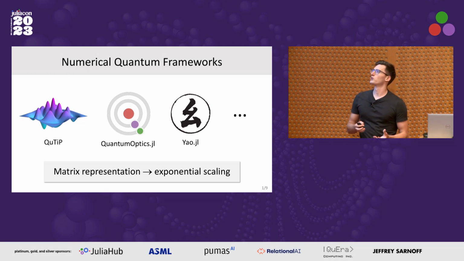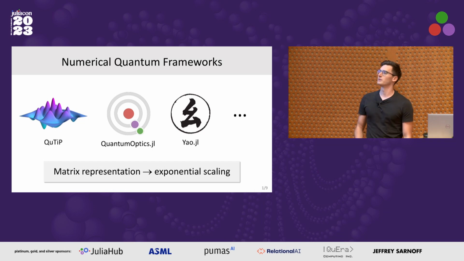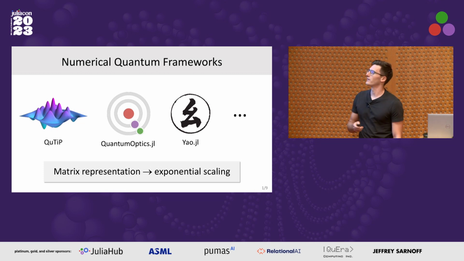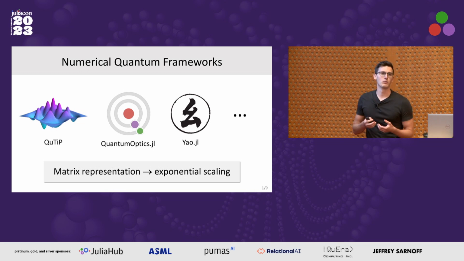If we want to simulate large quantum systems, we need to do some approximation, and one of these approximations, which works very well for large open quantum systems, is based on the so-called cumulant expansion, which I will present a little bit later. And our toolbox, QuantumCumulants.jl, uses exactly this cumulant expansion method.